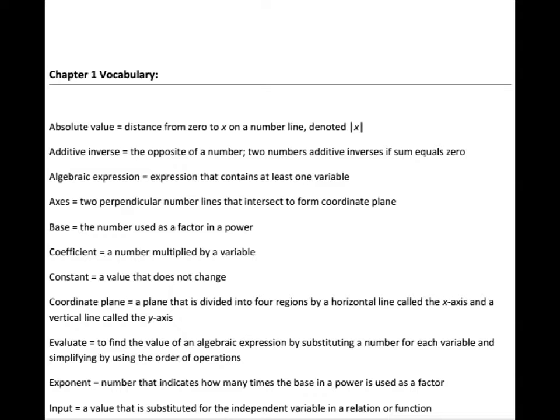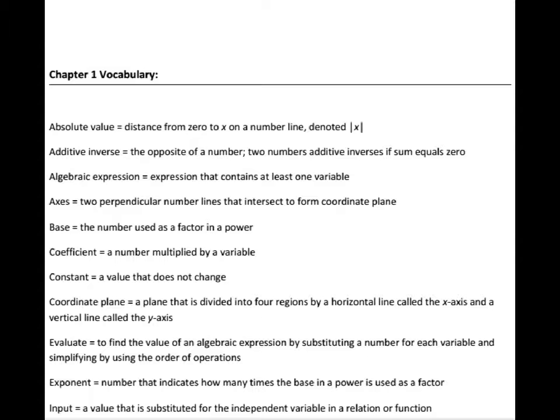Absolute value, distance from 0 to x on a number line, denoted |x|. Additive inverse, the opposite of a number. Two numbers are additive inverses if their sum equals 0. Algebraic expression, expression that contains at least one variable.